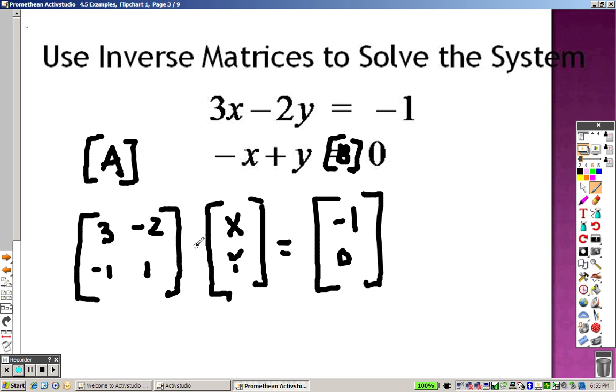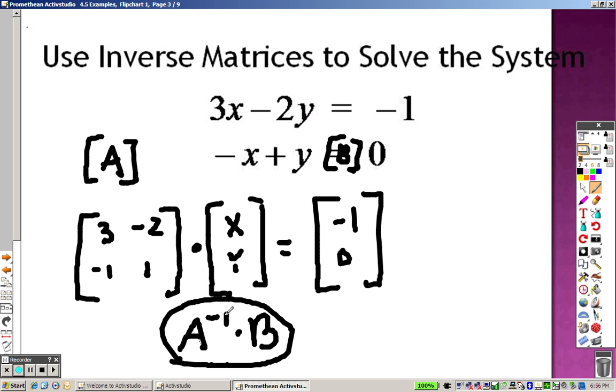It's like saying this times this. Well, you can't divide. Dividing is the same as multiplying by the reciprocal or multiplying by the inverse. The point is, if we took A to the negative 1 and we multiplied it by B, we'll get our answer. And yes, it needs to be in that order because look, A is a 2 by 2 and this is a 2 by 1. A has to come first so that you can multiply them together. So my point is, you need to do A to the negative 1 times B.